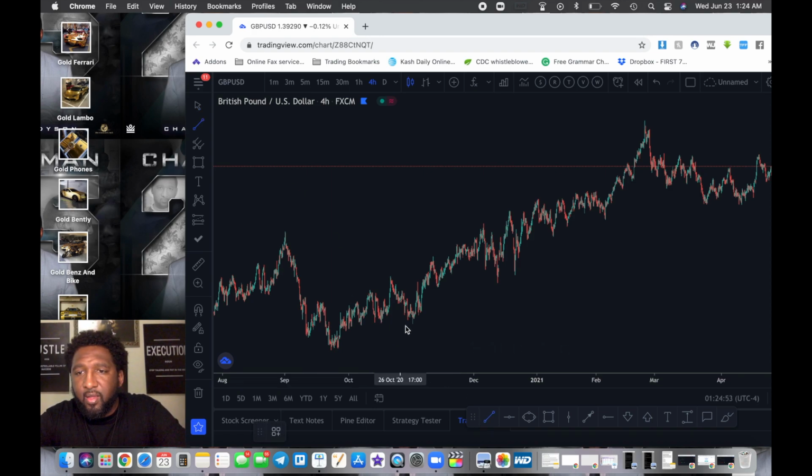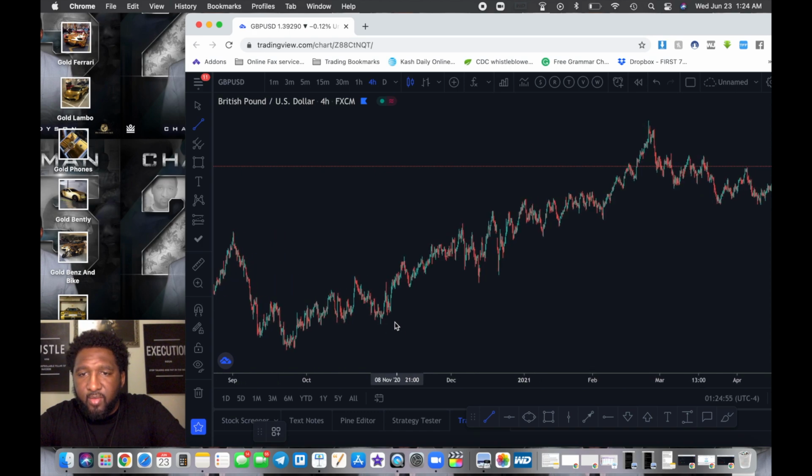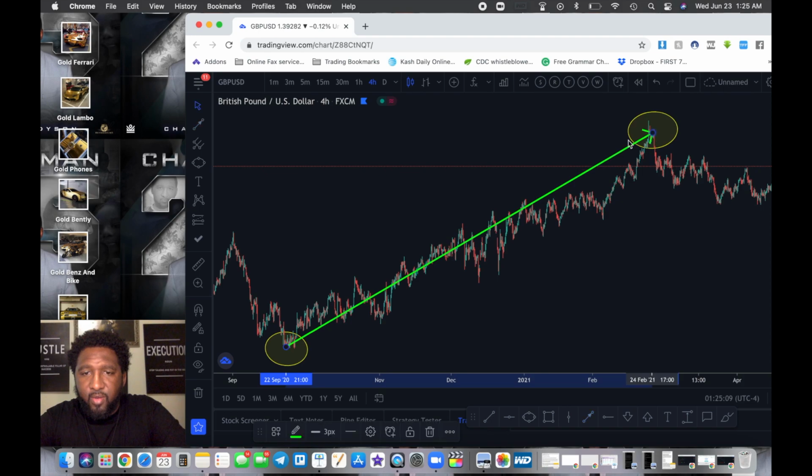All right. So this is an uptrend. How do I know? Because let's just look. Where's the highest point in this frame? Right here. Where's the lowest point in this frame? Right here. And all we got to do is connect these two dots. And we see the market has been an uptrend, right?